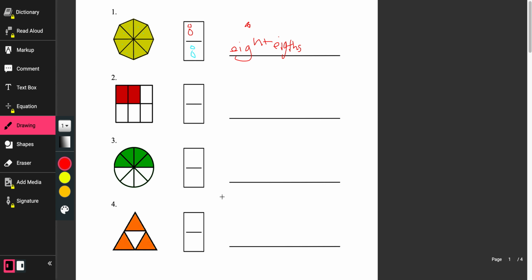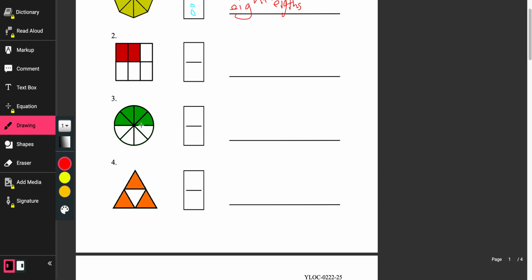Okay, let's do number 3. So let's see how many total pieces there are. There are 1, 2, 3, 4, 5, 6, 7, 8. Again, there's 8. And let's see how many are shaded. 1, 2, 3, 4. So 4 are shaded. So this is going to be 4 eighths.